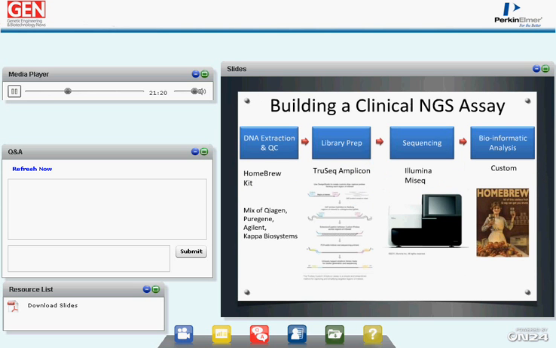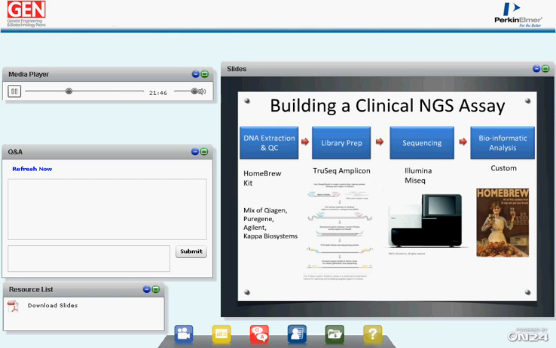So for us, after doing the piloting phase, we made a few decisions about our workflow. On the DNA extraction and QC side, we tested a variety of different extraction kits, and in the end, we decided to go with a homebrew-based method, which was a mix of a QIAGEN kit with Puregene, followed by QC performed on instruments from Agilent, and then a qPCR assay.